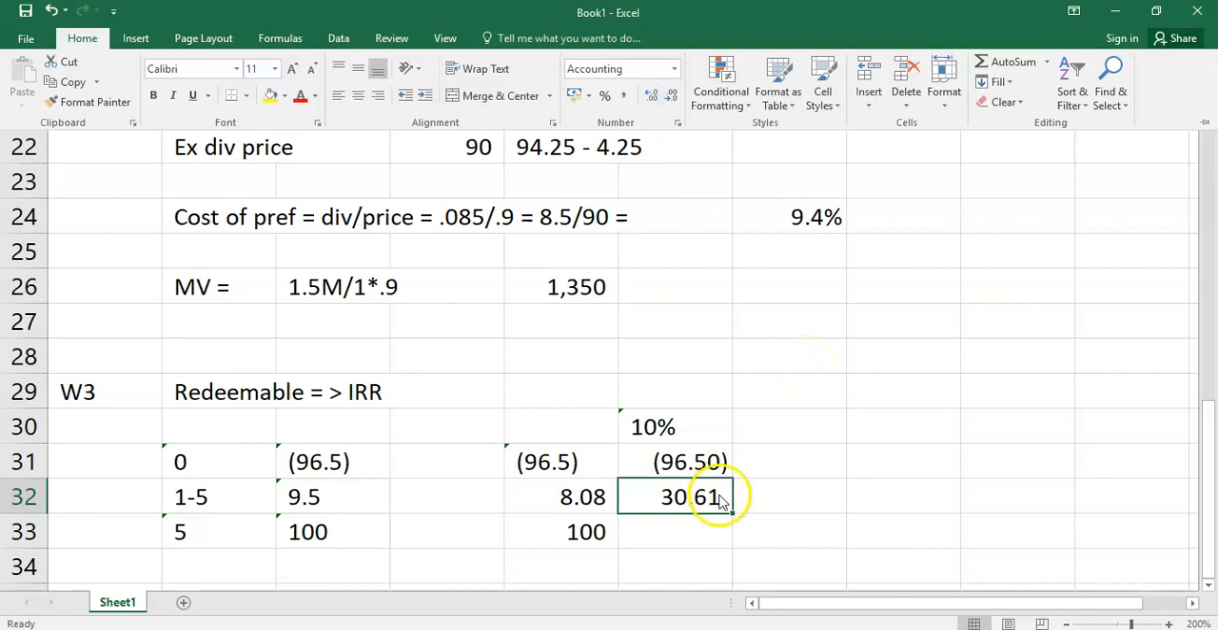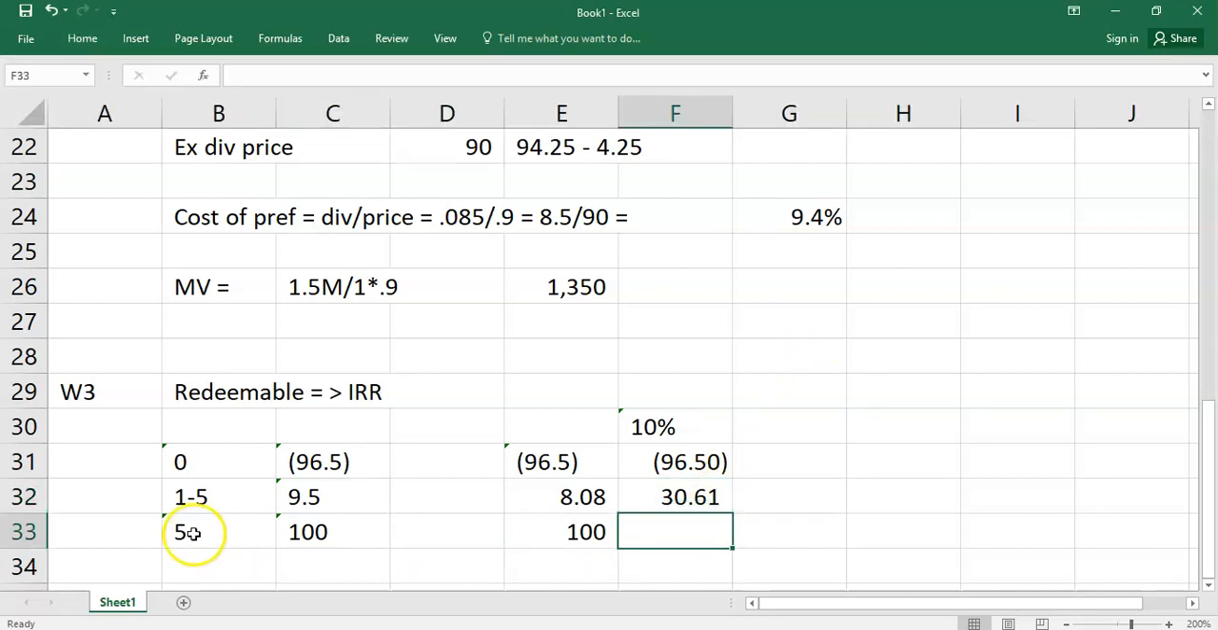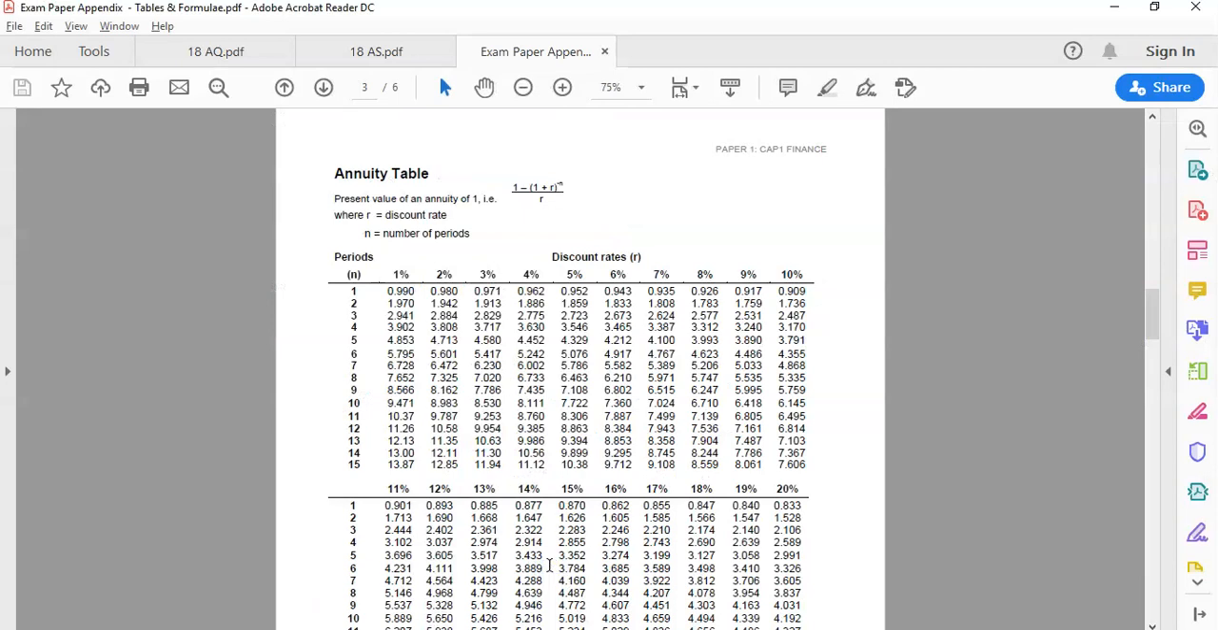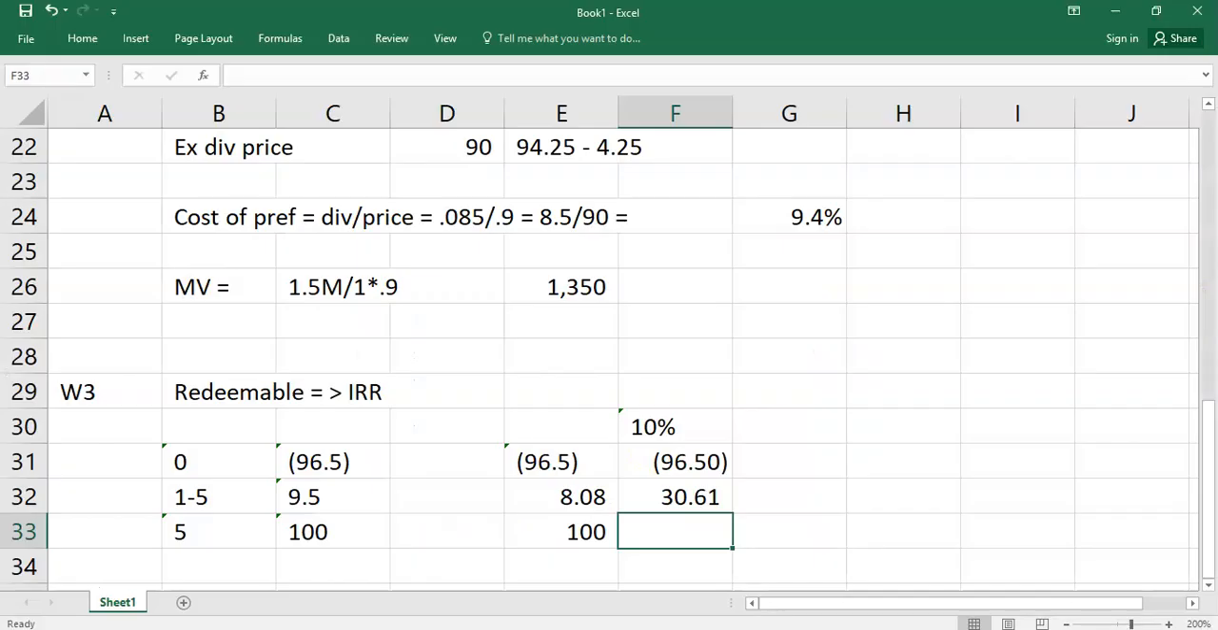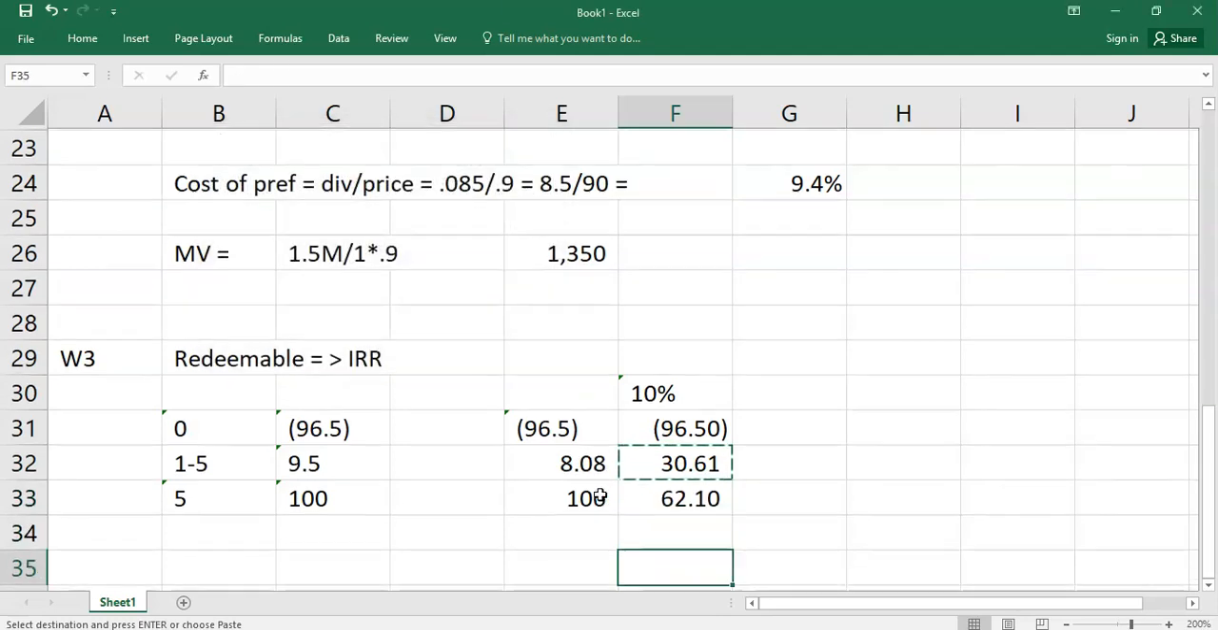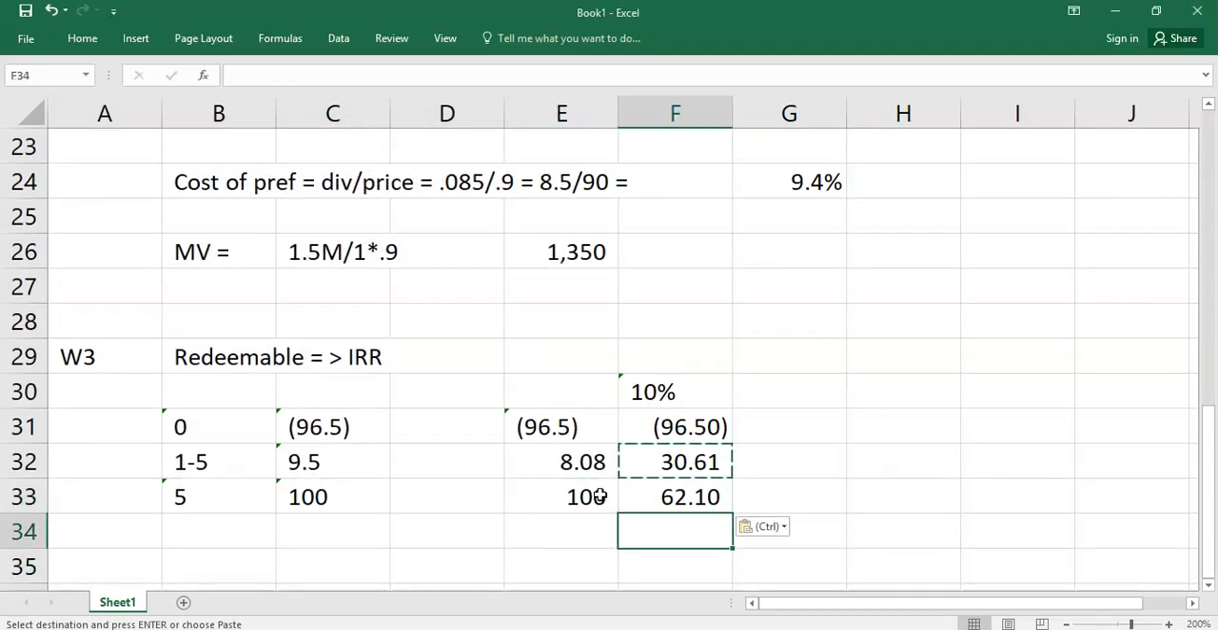about 30.61. And for the final year cash flow, that's a single cash flow, you go to the present value tables, so not the annuity, the present value, and you look at 10% for 5 years, 0.621. So you multiply the 100 times 0.621, and that gets you the present value, I'll do 2 decimals just to be consistent, of the single cash flow today. So your net present value there, I'll just tidy it up, is negative 3.79. So what we can say there, at 10% you have a negative NPV.